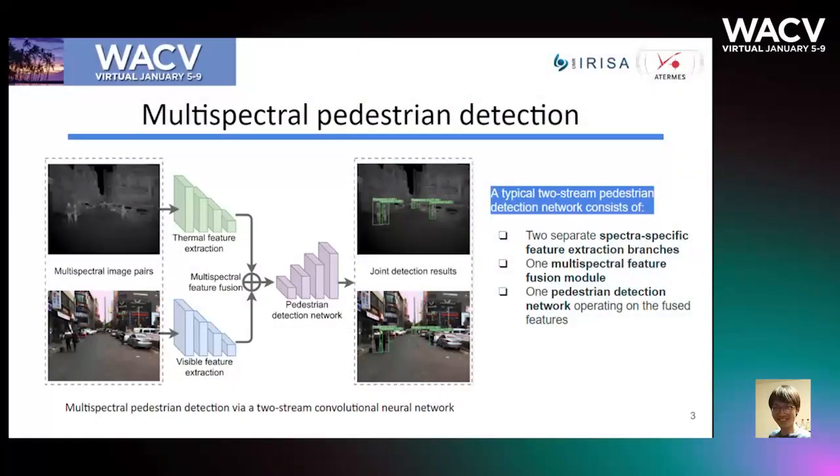In this work, we focus on the multispectral pedestrian detection task. Nowadays, deep learning-based methods, more specifically two-stream convolutional neural networks, largely dominate this field. A typical two-stream pedestrian detection network consists of two separate spectral-specific feature extraction branches, a multispectral feature fusion module, and a pedestrian detection network operating on the fused features.